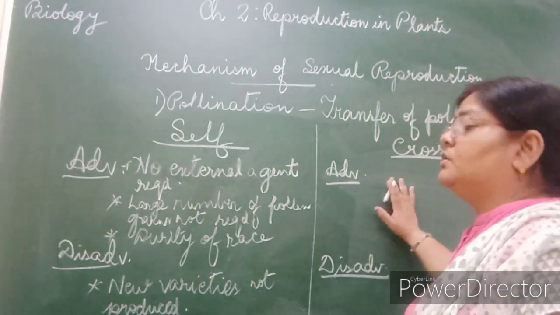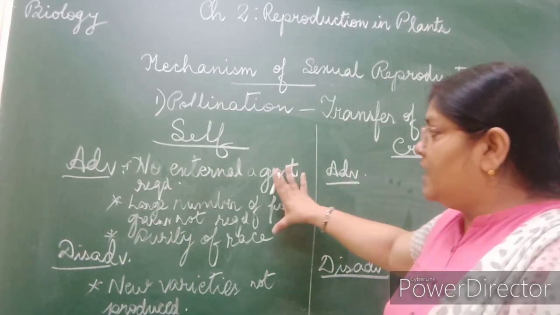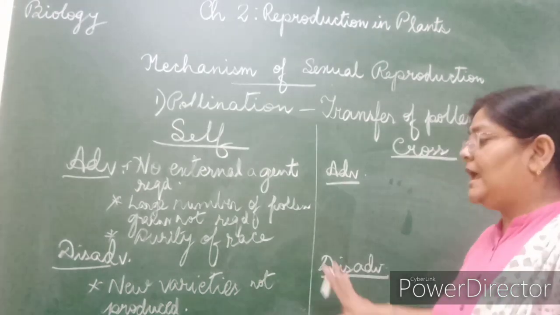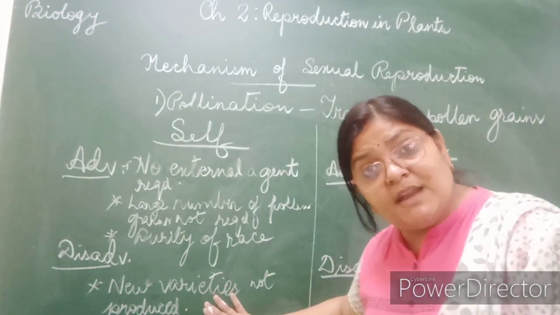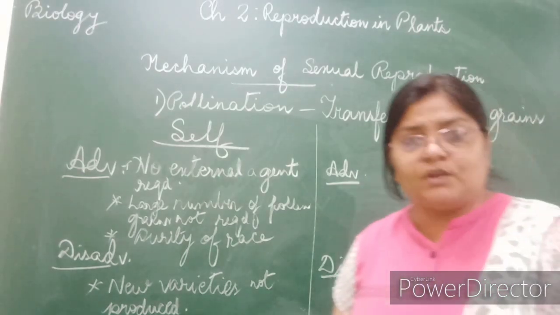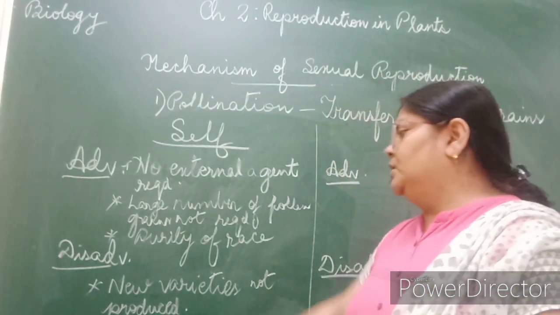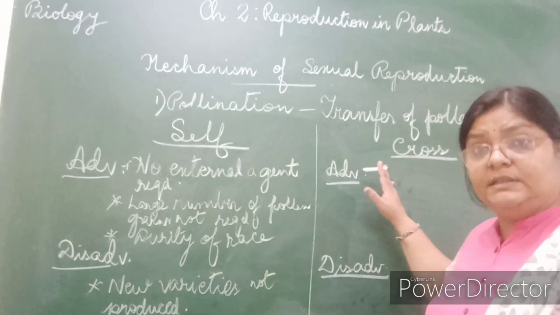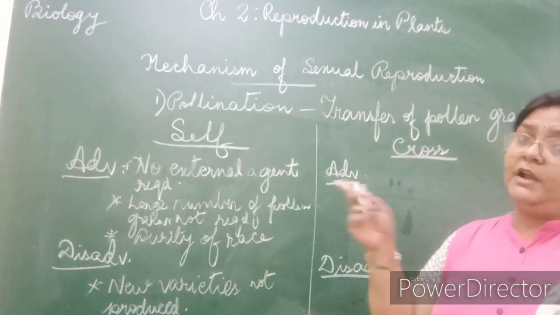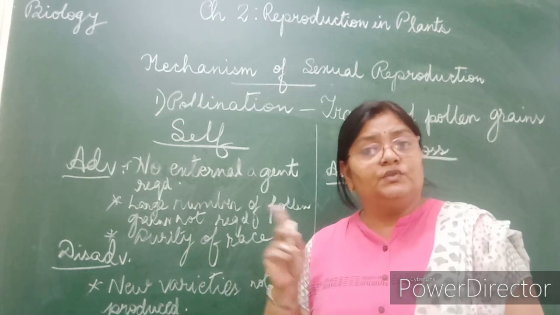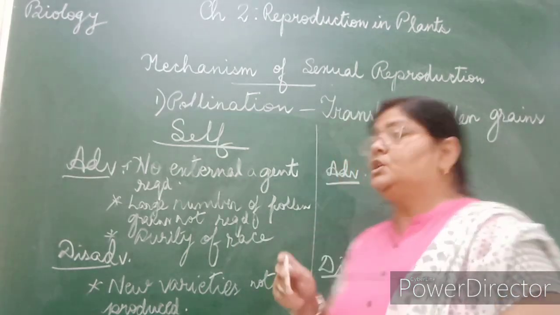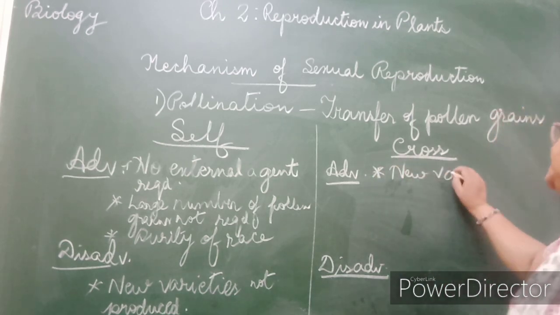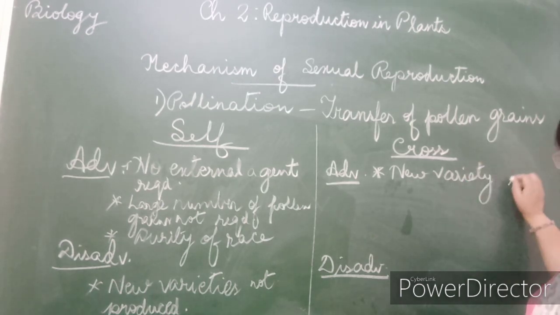Now talking about cross-pollination. The advantages of self-pollination will become the disadvantages of cross-pollination, and the disadvantages of self-pollination now become the advantages of cross-pollination. Let's think. What have we written? New varieties not produced. Now here, as flowers on different plants pollinate, there is a mixture of variety. So the advantage is that new variety is produced.